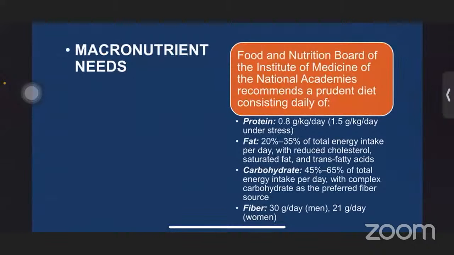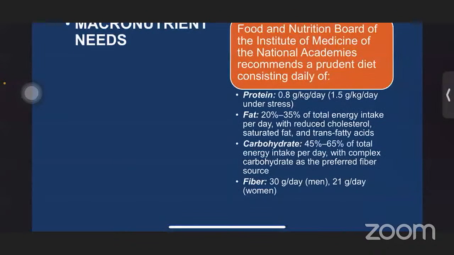Coming to the macronutrient needs, the Food and Nutrition Board of the Institute of Medicine of the National Academies recommended a prudent diet consisting daily of protein, which is 0.8 grams per kg per day, and fat 20% to 35% of the total energy intake, with reduced cholesterol, saturated fats and trans fatty acids. Coming to carbohydrate, it has to be around 45 to 65% of the total energy intake per day, with complex carbohydrate as the preferred fiber source. And the fiber content has to be 30 grams per day in men and 21 grams per day in women.